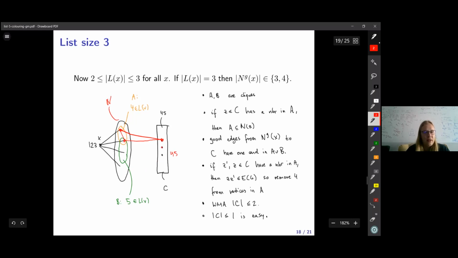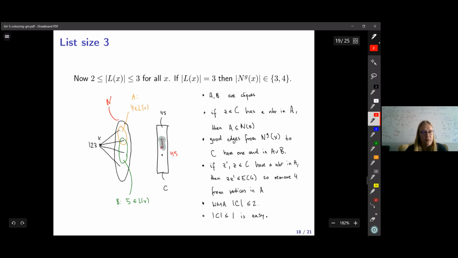Also, if I have 2 vertices here, both with a neighbor in A, then they're both complete to A. And because I can't use this as a good P3, these 3 vertices, which all have 4 in their list, I know that these are adjacent. But now these are adjacent and their list is 4, 5. So one is a 4, the other is a 5, which means nobody in A is colored 4. So I can instead remove 4 from every list in A.